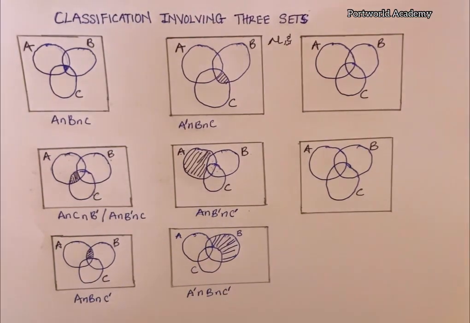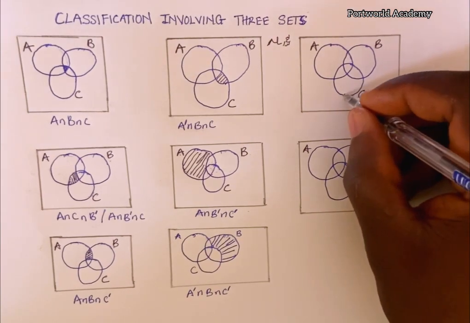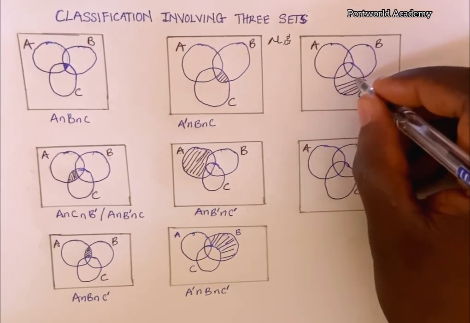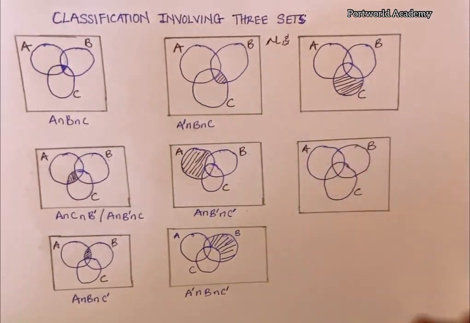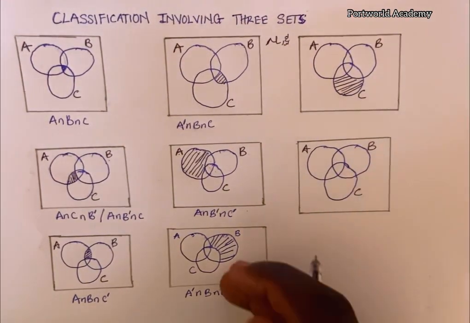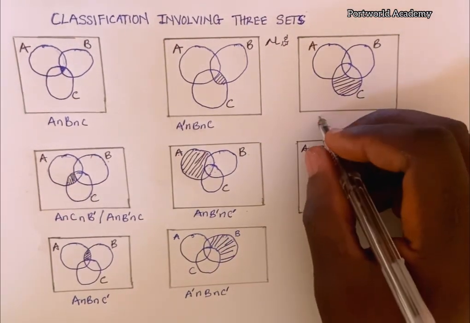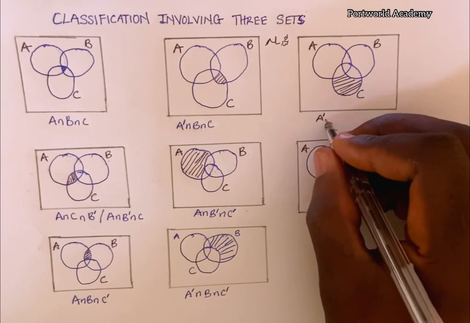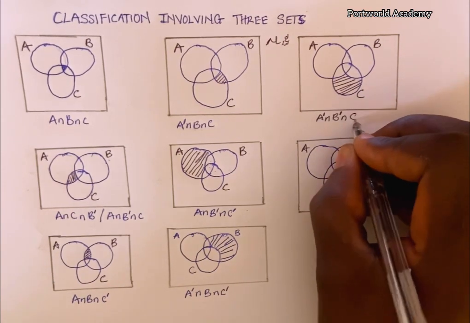Then let's move to the seventh box. Let's say I'm having a part of C shaded. So what's going to be this? It's still the same thing as this, but in this case, I'm talking about C only. So here I'm going to have it to be A complement intersection B complement intersection C.